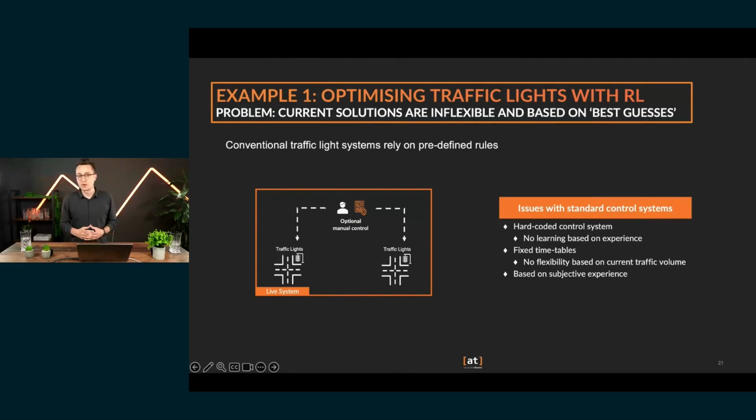These solutions also are based on fixed timetables, which means there isn't really much flexibility in terms of what the current traffic volume is. So there might be different traffic volume on different days, different holidays, or different seasons, and it gets very complicated to try to hard code all of that. And finally, these traffic light systems also tend to be based on subjective experiences, which means that different operators or different designers of these traffic light systems might have different experiences and therefore design these systems in different ways.